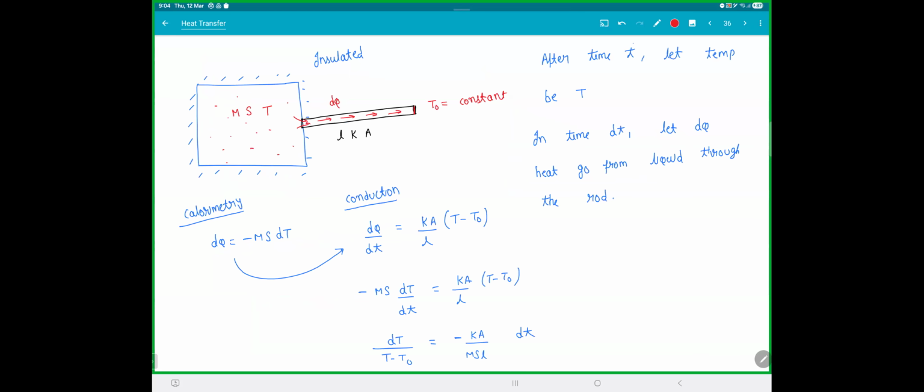All clear with the steps? Calorimetry, conduction. As simple as that. That is how you go ahead. And this is not the first time. You have seen this before. Whenever you have to integrate, you always start like this. After time t, let the temperature be T and let you remove dq heat and the temperature change by dT. That's how you always start the story. Got this?